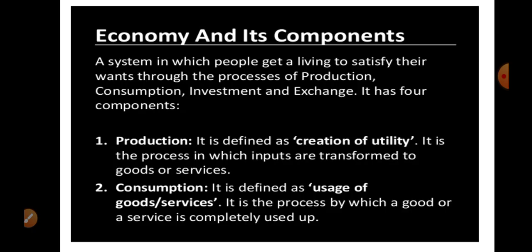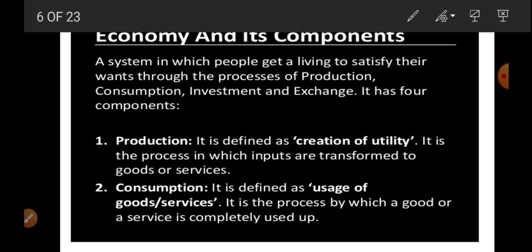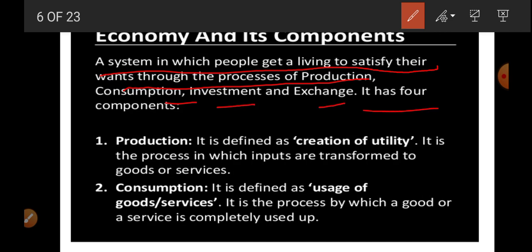Next is economy and its components. So what do you mean by economy? Economy is a system in which people get their living to satisfy their wants through the process of production, consumption, investment, and exchange. So in this way it has four components. Economy is a system by which people get their livelihood, they earn money to run their family, to satisfy their wants.